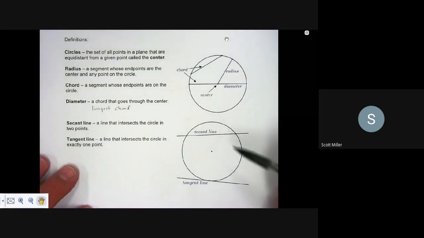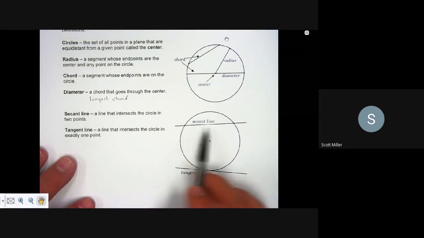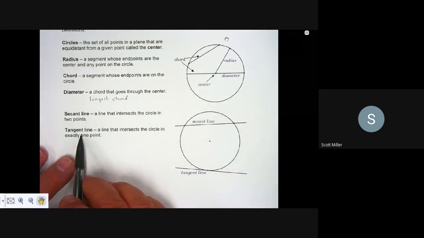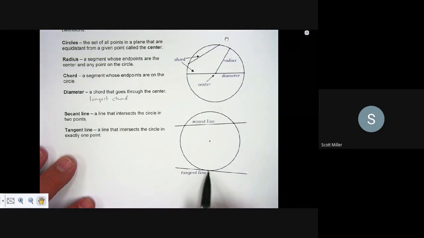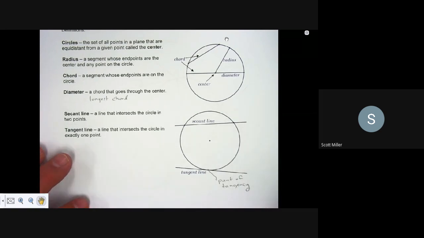Then we have the lines that we look through. A secant line is a line that goes through the circle in 2 points. And a tangent line is a line that touches the circle at 1 point. So this point right here would be called the point of tangency. There's something important about the point of tangency that we're going to look at a little bit later also.